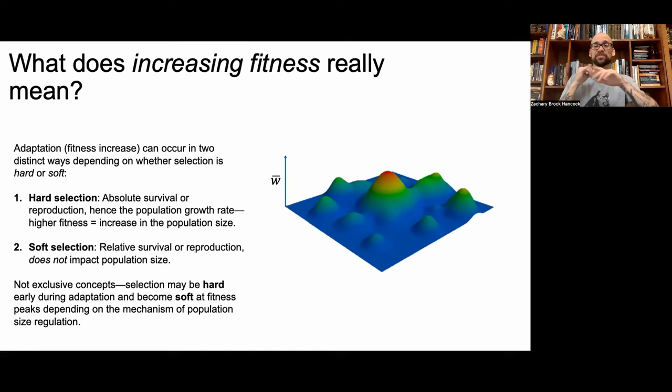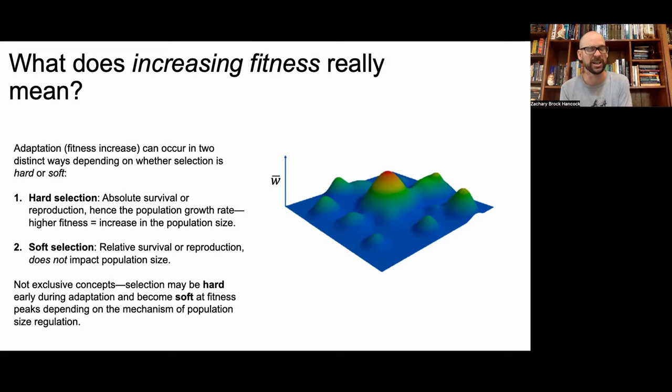One is that selection can be what we call hard. That is, it is acting on absolute survival or reproduction, and hence it is affecting the population growth rate. That is, higher fitness populations have an increase in population size because the growth rate is getting larger. So if you can imagine, you're climbing this landscape, and as you're climbing it, individuals are having more and more and more and more offspring. Right. And so if that's how selection is acting, then the population size is growing. Right. That also means that any kind of purifying selection or any kind of negative selection is whittling down that population. Right. So hard selection is about population growth dynamics.